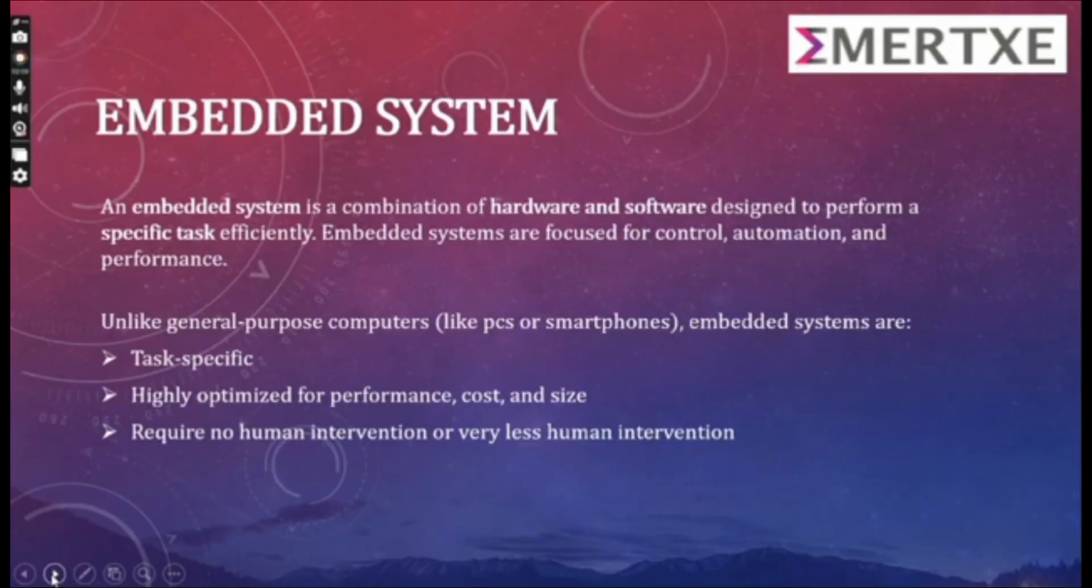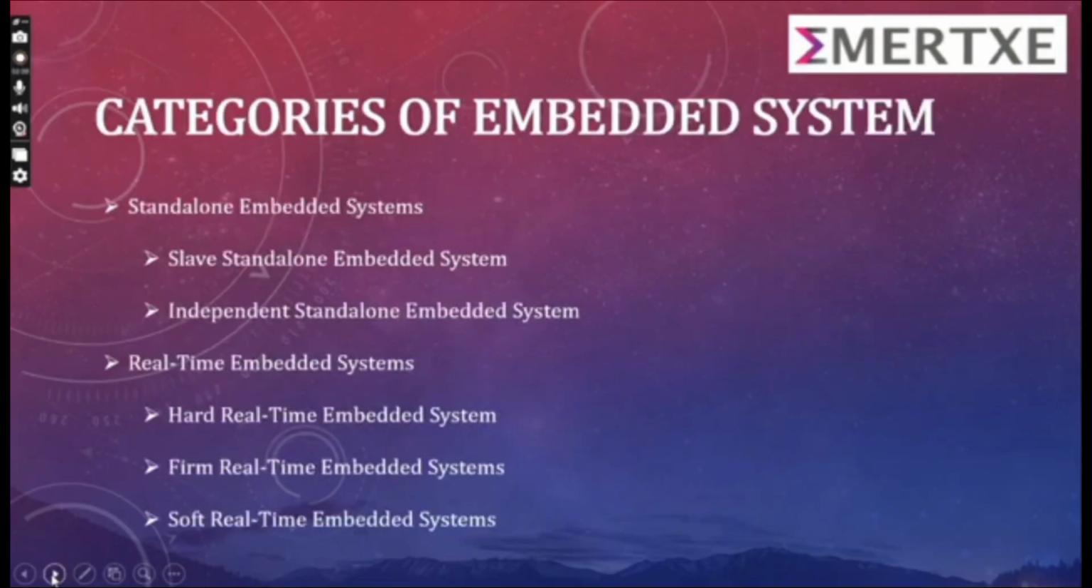We dive deeply into embedded systems. Now, basically, what is an embedded system? An embedded system is a combination of hardware and software designed to perform a specific task efficiently. They are focused on control, automation, and performance. Unlike general purpose computers like PCs or smartphones, embedded systems are very task specific and highly optimized for performance, cost, and size. They require very little or no human intervention.